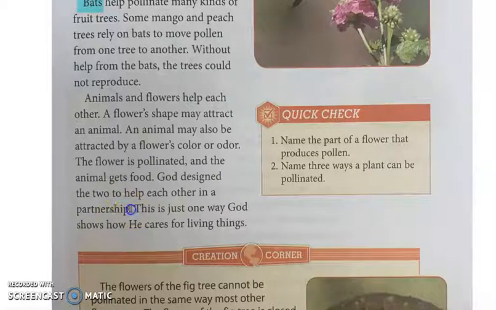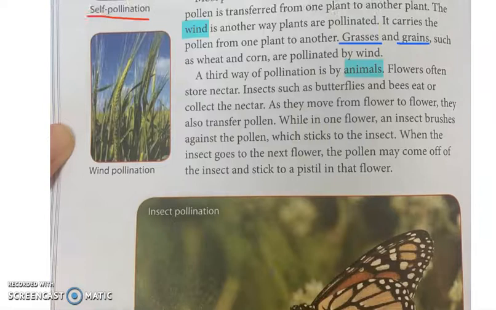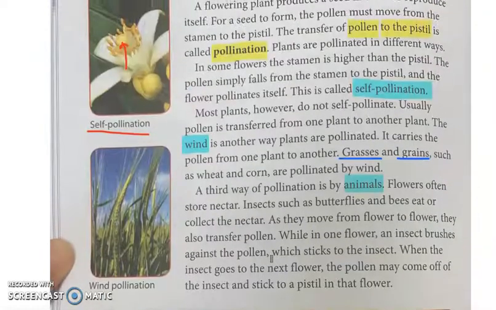So we have learned partnership in the last chapter, and partnership is like this. One animal or insect or one living thing is paired up with another living thing so that they can benefit each other, so that they can help each other. This is just one way God shows how he cares for living things. So now let's go and watch a video on pollination.